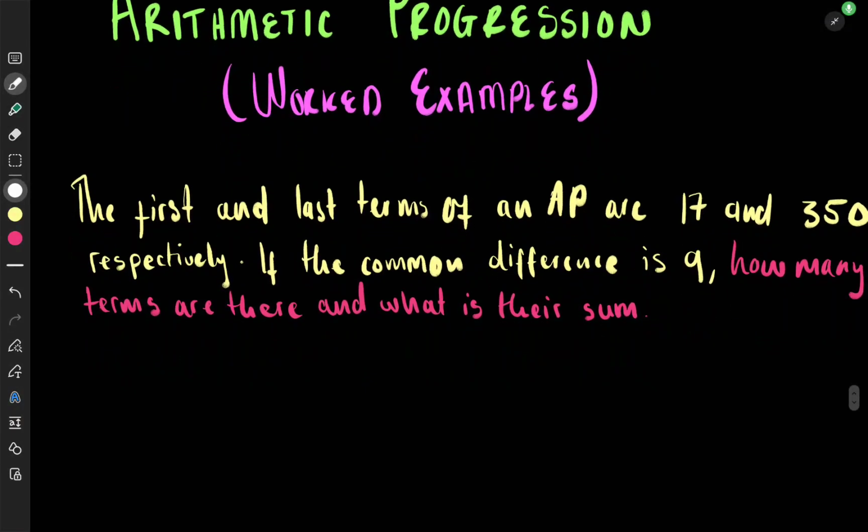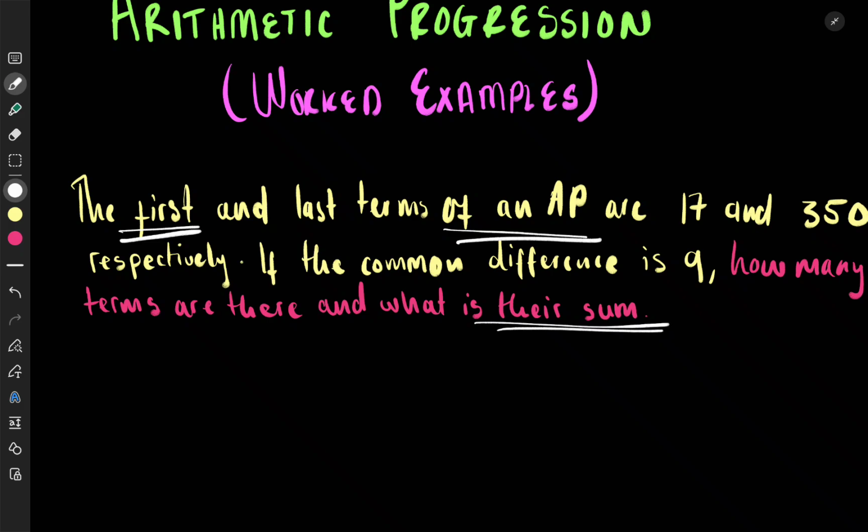Through this question, let's enjoy. It says the first and last terms of an AP. The moment they tell us AP, look at how simple this becomes. Blah, blah, blah, respectively. If the common difference is 9, how many terms are there? And what is their sum?